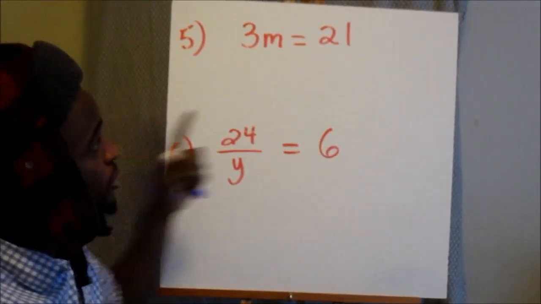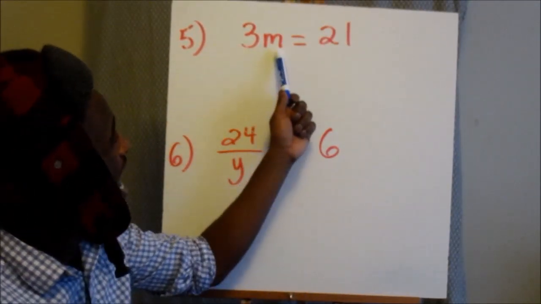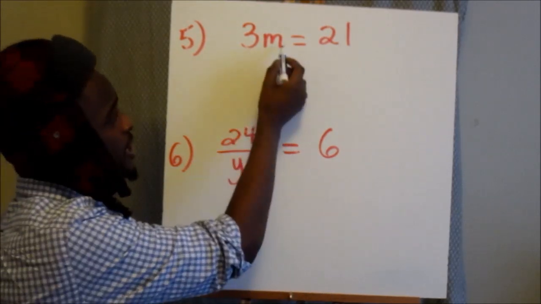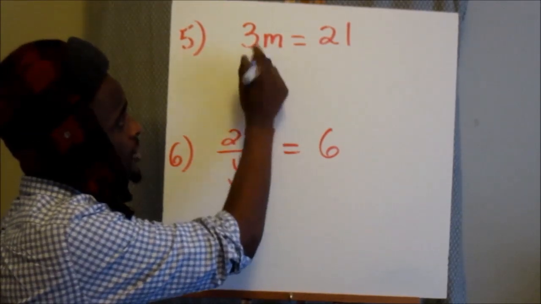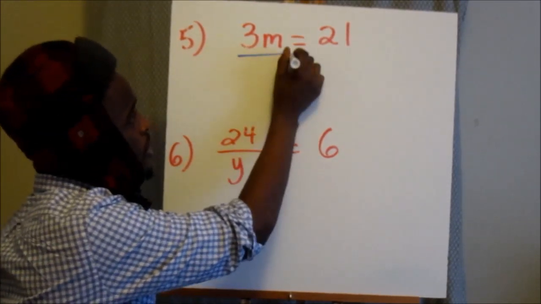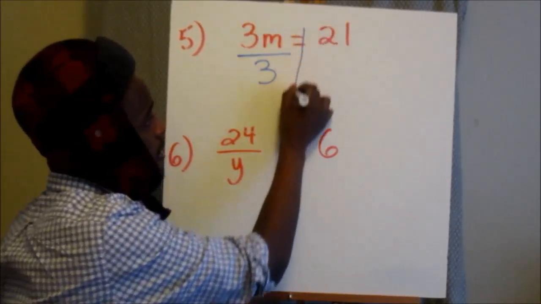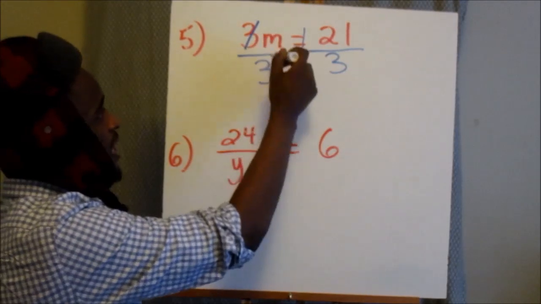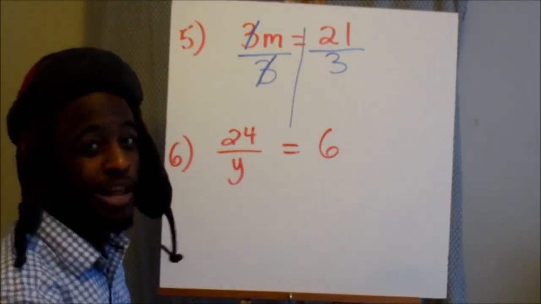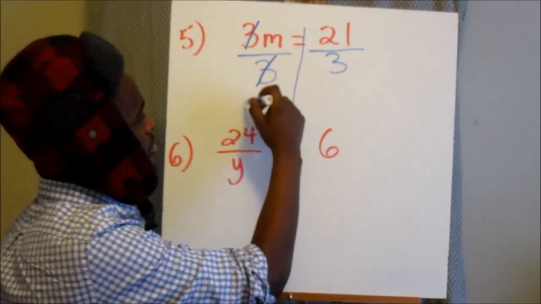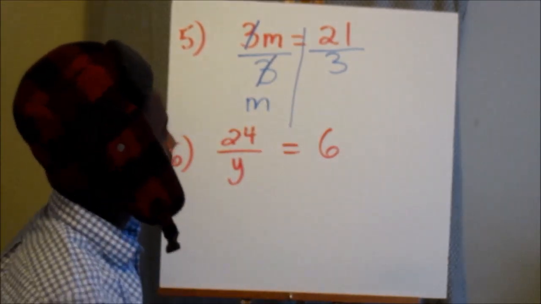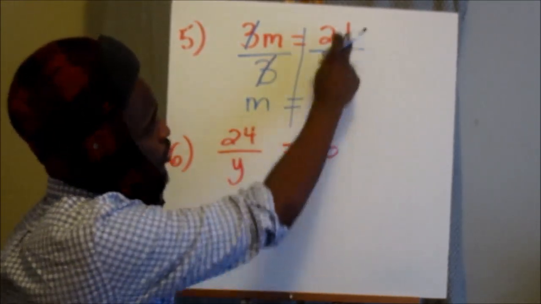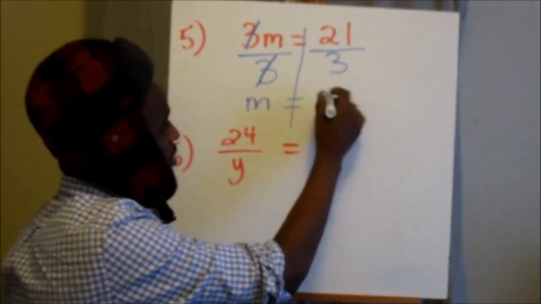Alright, number 5 is a multiplication problem. 3 times m equals 21. So instead of multiplication, I have to do the inverse, which is division. So I will divide by 3. Alright? 3 divided by 3 is 1. And I know that if I multiply 1 times any number, I will still get that number. So this is m by itself, equals 21 divided by 3 is 7.